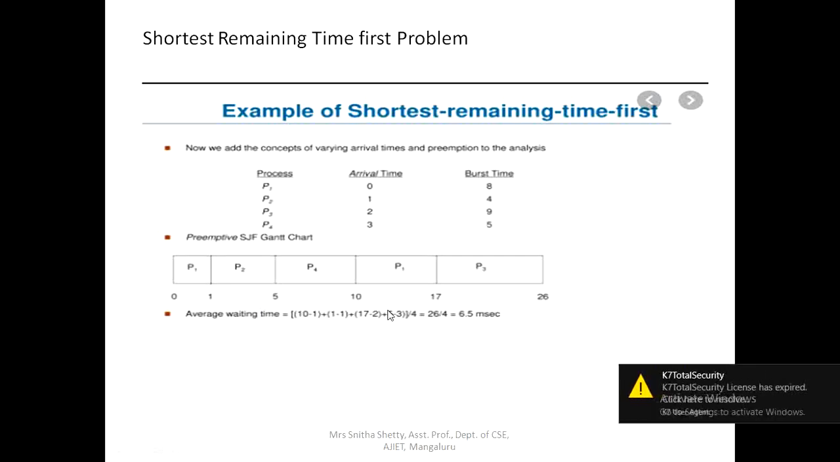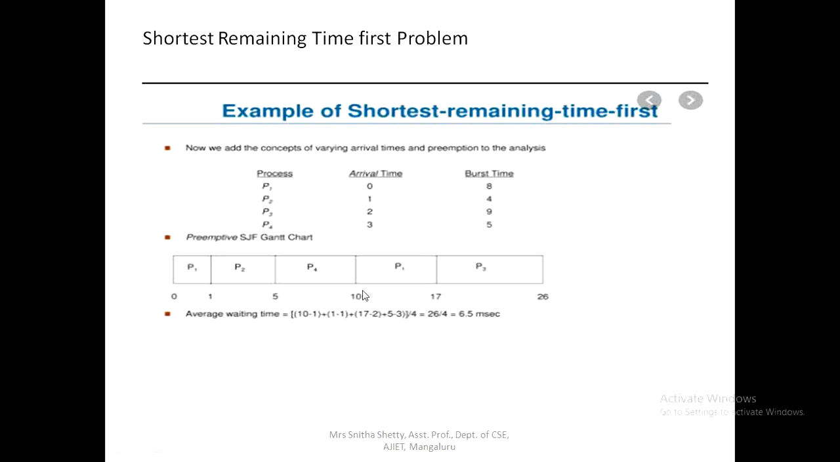Okay, and the turnaround time of P3 is 26. It came at 2, so 26 minus 2 is 24. And P4 came at 3, so 10 minus 3 is 7. Okay, so now how do we calculate the waiting time?